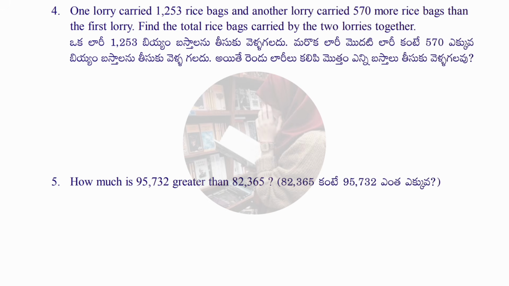Here also you are seeing more in the question. It means you have to add these 570 to the first lorry, then you will get the exact number of rice bags carried by the second lorry. Okay, understood? So this is the question. Now you have to tell how many total rice bags carried by both two lorries together. Okay, let's see the answer.